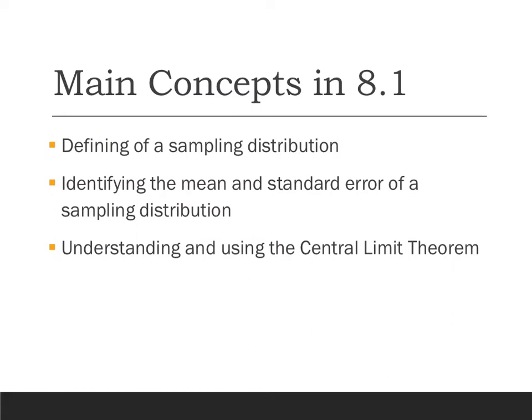There were three main concepts that you should have seen in the interactive assignment for 8.1. The first one is being able to define what a sampling distribution is and also describe it. Then also you should be able to identify the mean and standard error of a sampling distribution. And finally, we should be able to understand and use the central limit theorem.